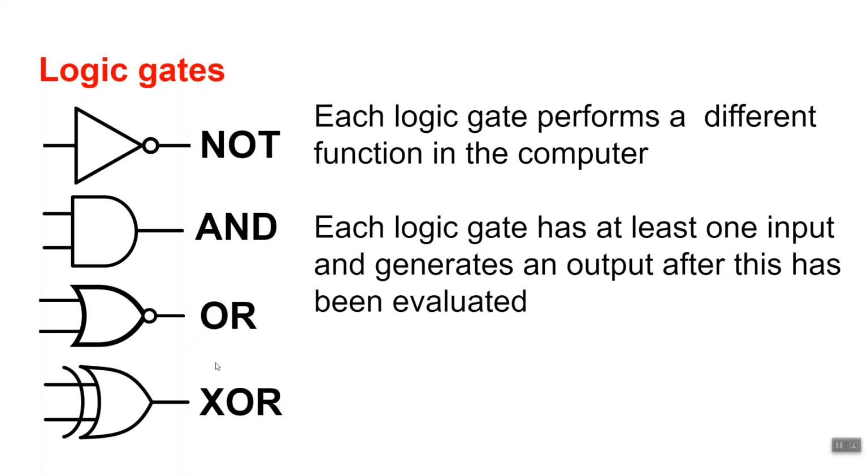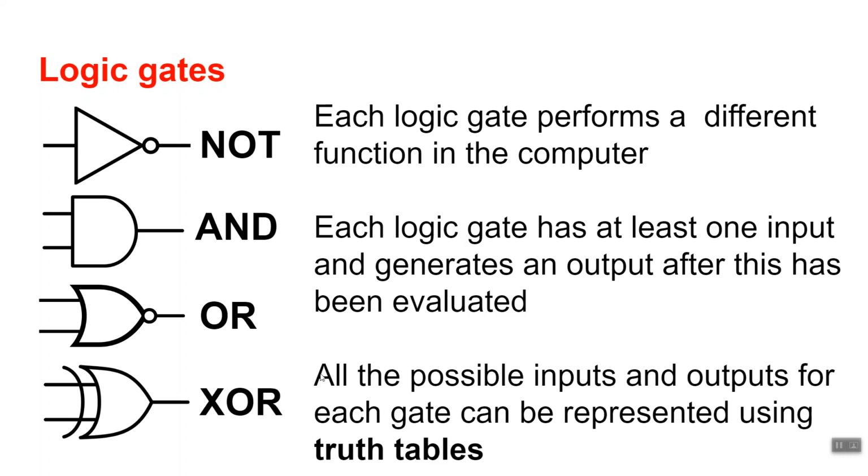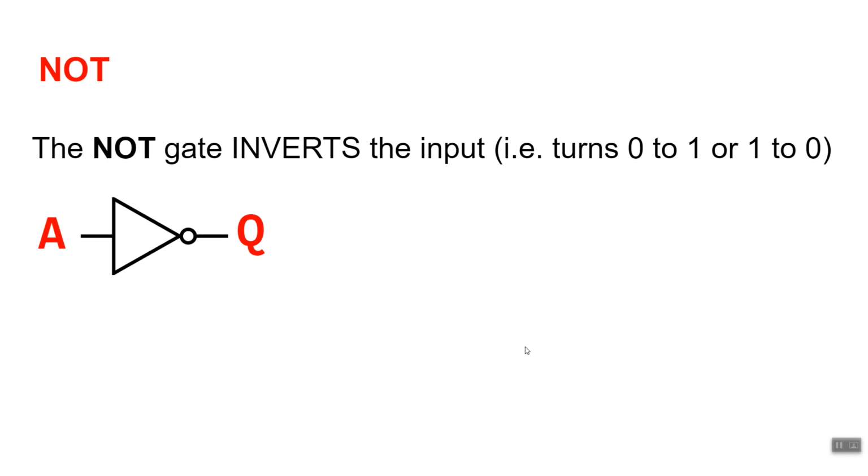So NOT, AND, OR, I'm hoping you've come across before. XOR is maybe one that's new to you. And then what we can do is express all the possible inputs and outputs for each gate in something called a truth table. Again, you will have done truth tables at GCSE level. So let's have a look at the 4 gates that you need to understand. It's worth remembering, by the way, that there are some additional gates in Boolean logic that you do not need to know for A-level. You'll only ever get asked about the 4 that we'll look at here.